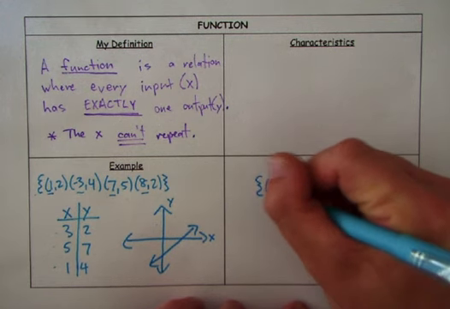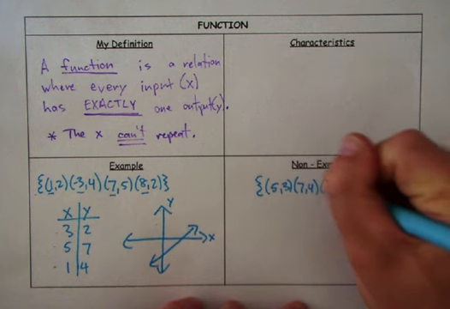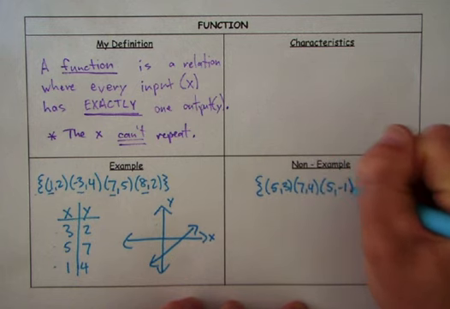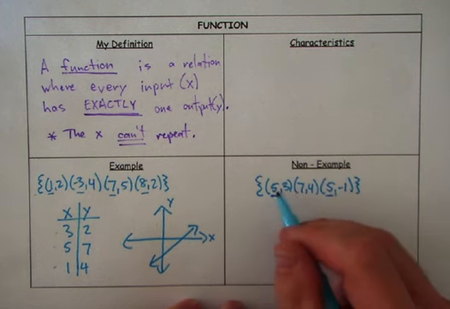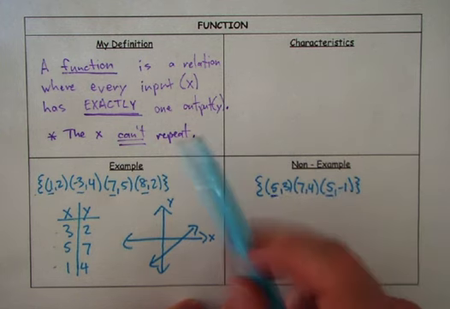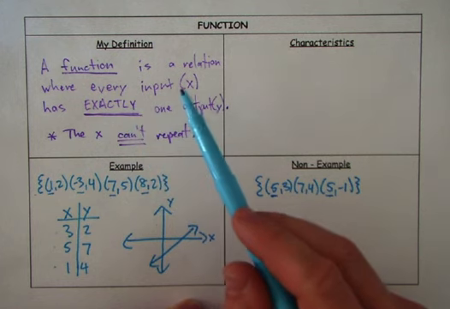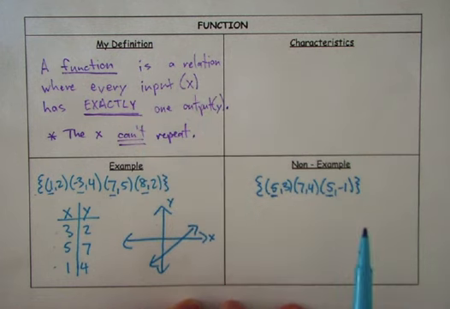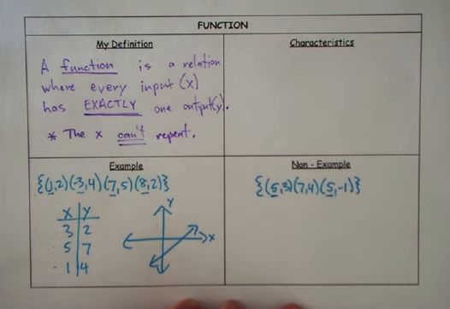So what are some non-examples? Well, what if we had a set that looked like this? 5, 3, 7, 4, 5, -1. Uh-oh. We've got a 5 here and a 5 here. The x is repeated. And remember, our definition of a function is there's exactly one output for each input. So that means here, because there's two outputs for 5, could be either 3 or -1, not a function, right?